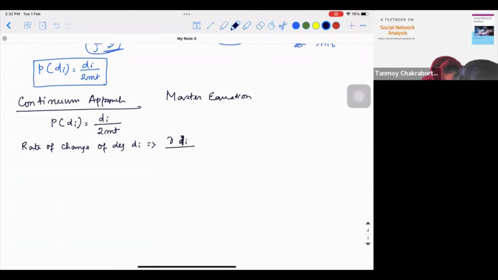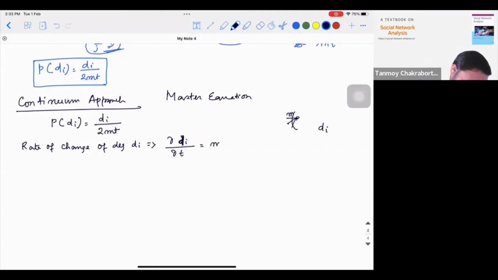dDi by dt, right? How do we measure this, and what is this value? Tell me, what is this value? At every time when a new node comes in with m number of edges, how does it affect degree di? What's the rate of change? How do you measure this?